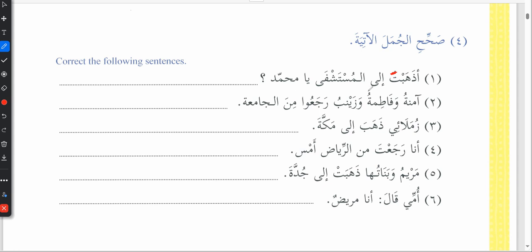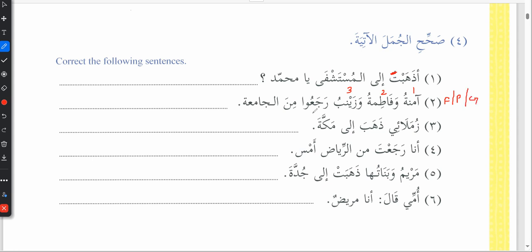Next one is Aminatu wa Fatimatu wa Zainabu. So we have three people. One, two, three. More than two. So that means we will use any damir that is plural for feminine. So let's check. Feminine, plural. Now, are we mukhatib to them? No, we are not mukhatib. And this is for the ghayab. We are just saying about them.